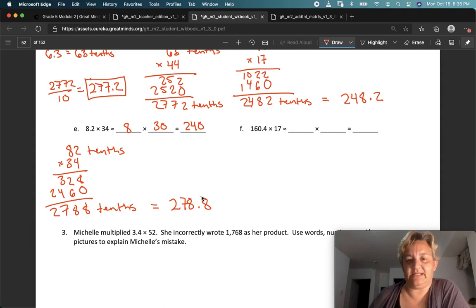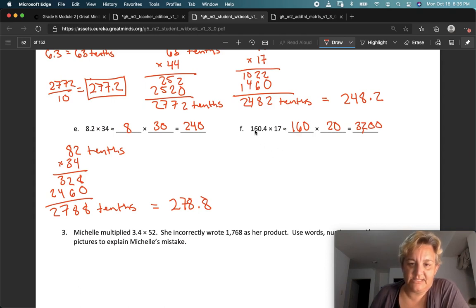Okay, you are definitely getting this, I'm hoping. I hope. If you're struggling with this, let me know. 160 and 4 tenths, I'm going to round it down to 160. And 17, I'm going to round up to 20. And that's going to give me 16 times 2, which would be 32 and 2 zeros, so 3,200.